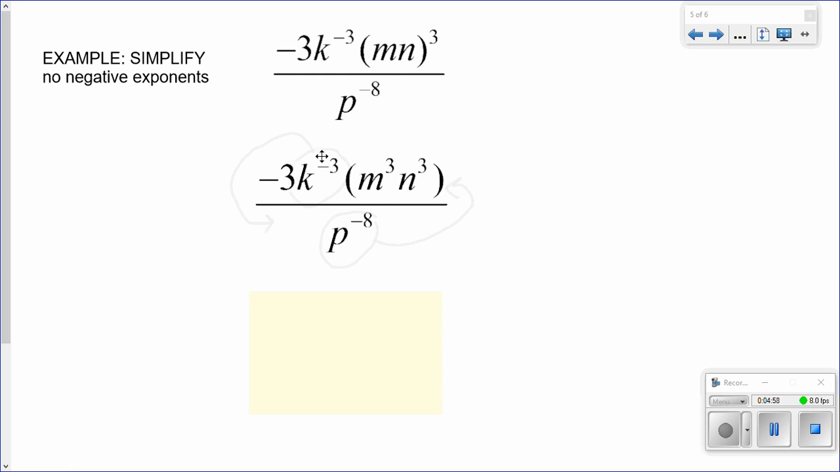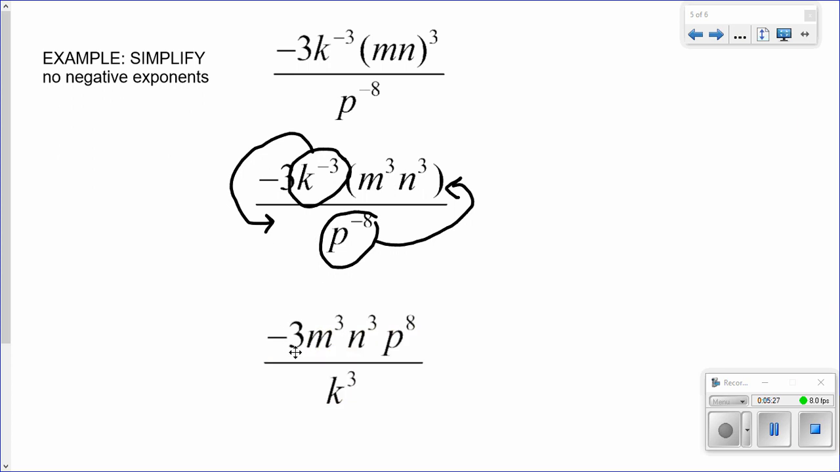Now, this guy has a negative exponent, which means it's in the wrong place. So this k to the negative 3, just the k to the negative 3, should actually be in the bottom down here. And this p has a negative exponent, which means it should actually be in the top up here. This negative 3, even though it's negative, is not a negative exponent, so it's going to stay where it is. So now I'm going to go ahead and move the k to the right place and move the p to the right place. I'm not flipping anything. I'm just moving things to the right location.